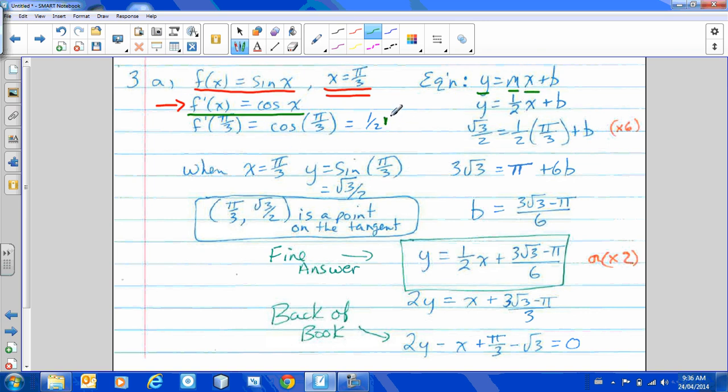This is my m value right here. This is my x value, of course, up here. And now I need a y value. So into the original equation, remembering, of course, that y is exactly the same as f at x. They're completely interchangeable. So y is equal to sine of that x value, which is 3 pi over 2.